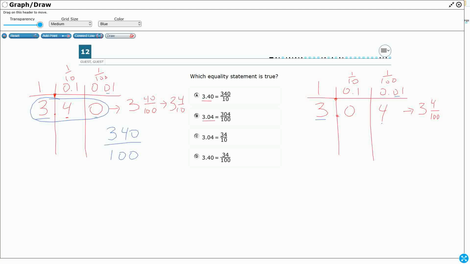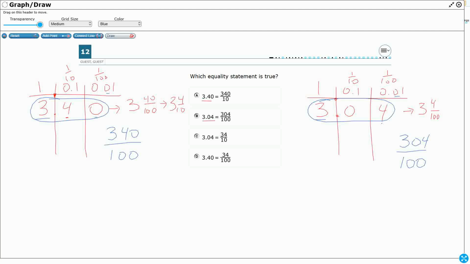We could do the same thing here. We can take our whole numerical phrase here, 304, and just say, well, how many hundredths is that? That's 304 hundredths.